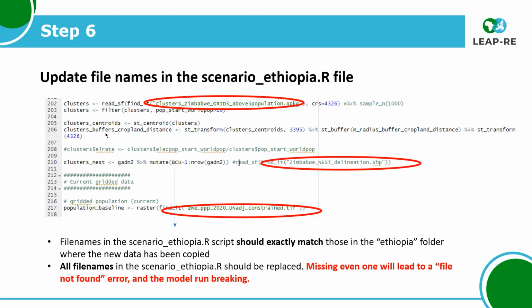Be careful, because missing even one will lead to a file not found error and model breaking. So this is a very detailed process that needs to be done with a lot of care. For instance, in the clusters line, in line of code 202 of the scenario file, we need to write the file name that came out of the process clusters file. So the process clusters that we calculated need to be inputted here as a file name, and the same goes for gridded population in line 217 and so forth.